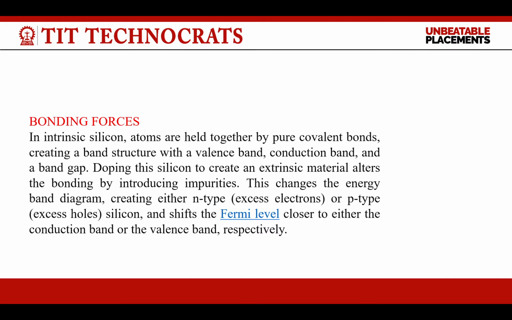Now, the next topic is bonding forces. In intrinsic silicon, atoms are held together by pure covalent bonds, creating a band structure with a valence band, conduction band and band gap. Doping the silicon, or semiconductor, to create an extrinsic material alters the bonding by introducing impurities. This changes the energy band diagram, creating either N-type or P-type silicon.